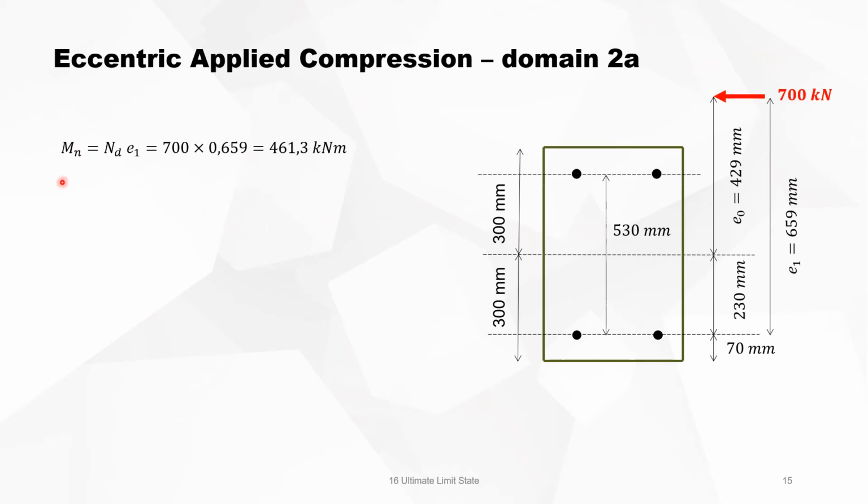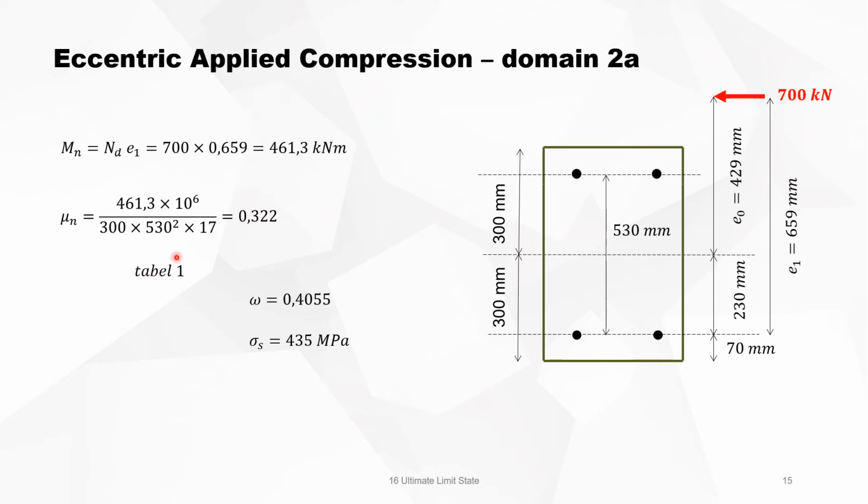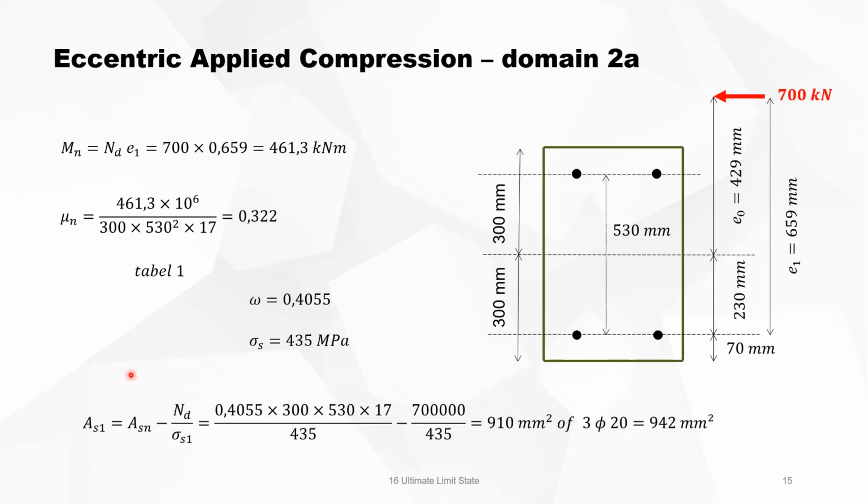To calculate the reduced bending moment, the bending moment is 700 times the 659. And then we calculate mu n, it is this bending moment, NEd times e1, divided by b d squared times fcd, and it's 0.322. In the table or with formulas, you can choose, we calculate omega, and we have 0.405, and the sigma s is 435. And then we calculate the needed reinforcement.